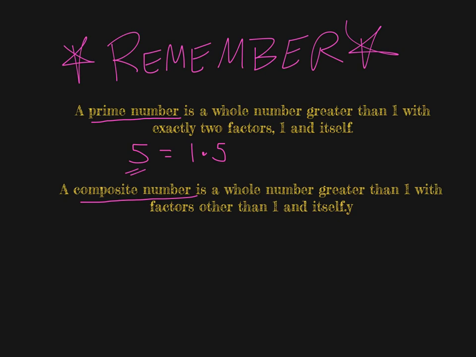Composite number, let's look at 6. So 6 equals 1 times 6, and you've got 2 times 3. So because there's another factor besides 1 and itself, 2 and 3, it becomes a composite number.